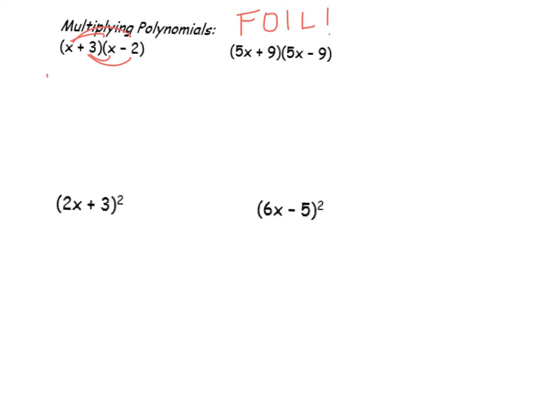X times x is x squared. X times negative 2 is negative 2x. 3 times x and 3 times negative 2. Combining like terms in the middle, you would get x squared plus 1x minus 6. Foiling. Done and done. If you want, go ahead and pause the video and try the next 3. See how you do. Once you've finished, press play and we'll move on from there.